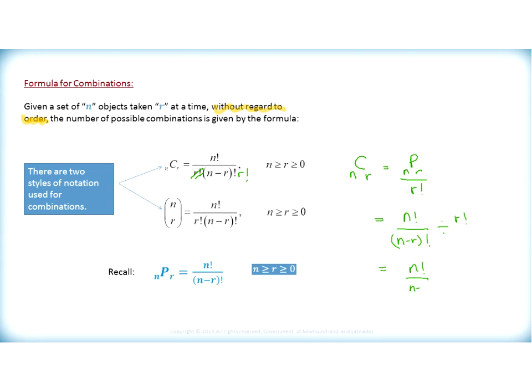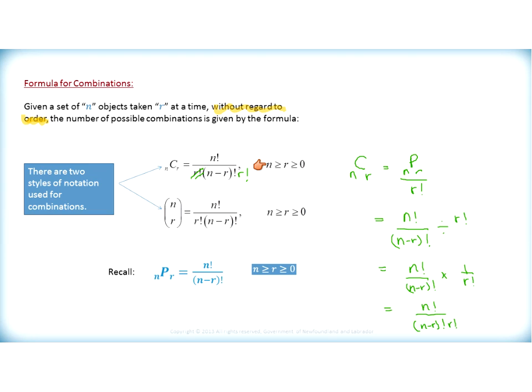That would be n factorial over n subtract r factorial times 1 over r factorial, which is going to give me n factorial over n subtract r factorial times r factorial. So you see I do end up with my formula for the C of n choose r.